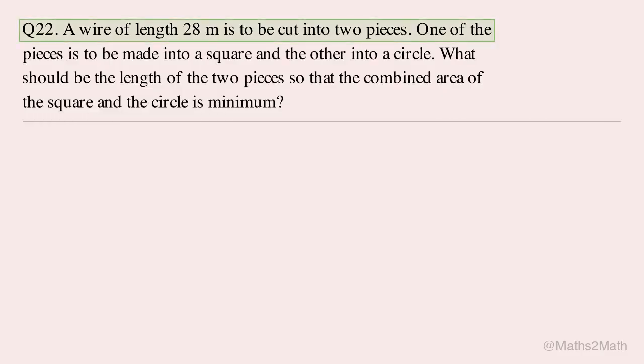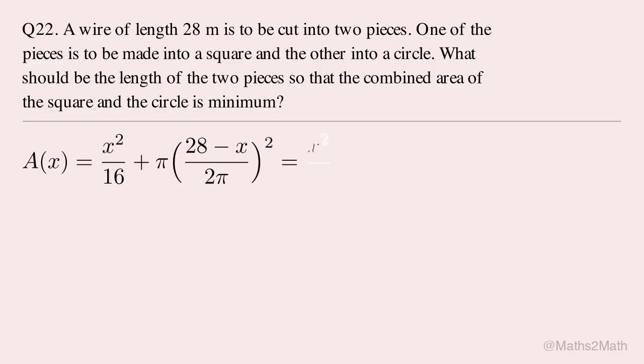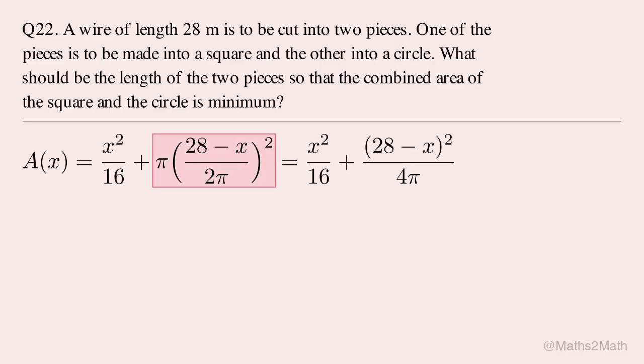Question 22. 28 meters of wire, split between a square and a circle, minimizing total area. Express both areas in the square's share x. A piece x makes a square of side x over 4.